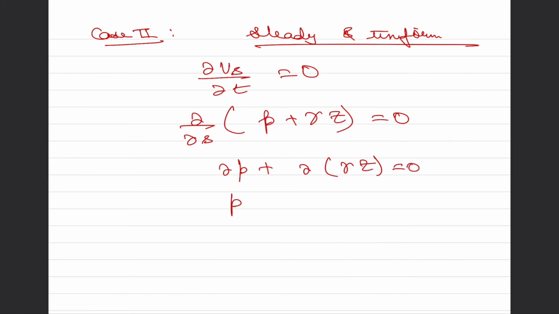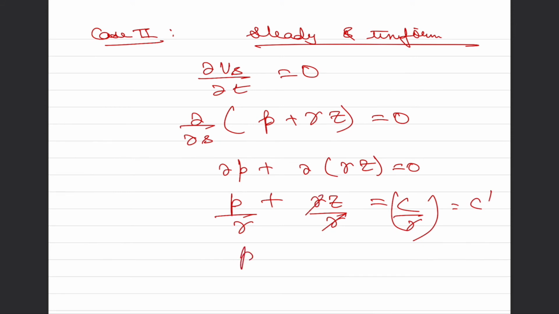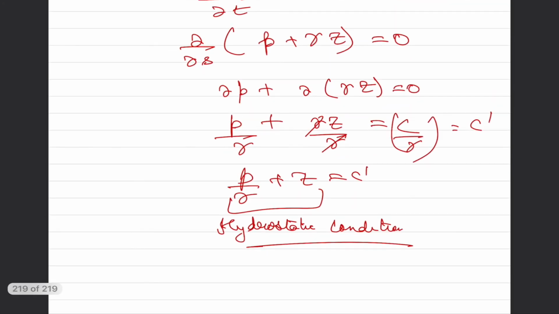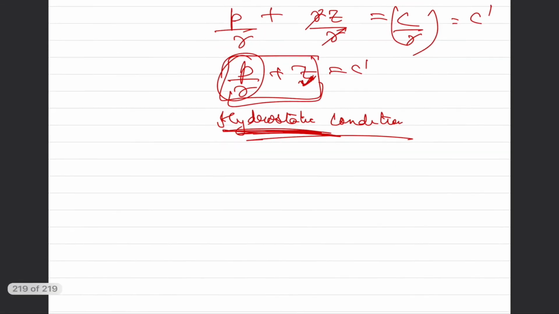And when we take the integral, we can say that P plus gamma Z becomes constant, and if we divide both sides by gamma, this becomes a new constant C prime, and again we get the condition which is famously known as the hydrostatic condition. That means if our velocity is not changing, then the summation of the hydrostatic pressure and the elevation of the point above the datum is going to remain constant if our velocity is not varying.